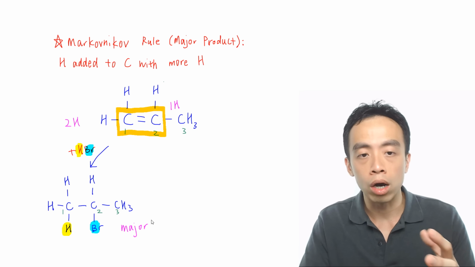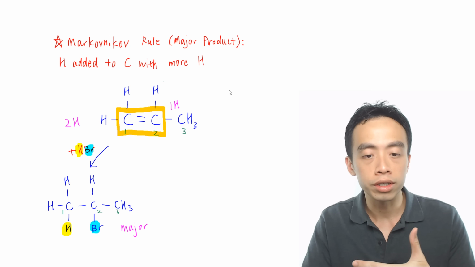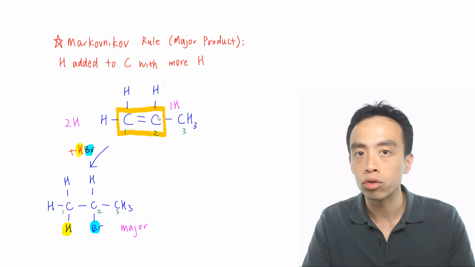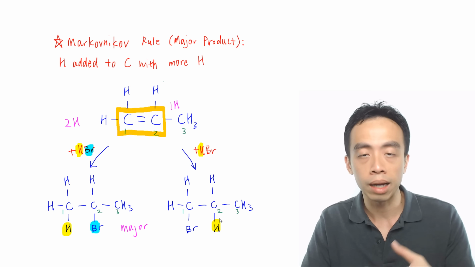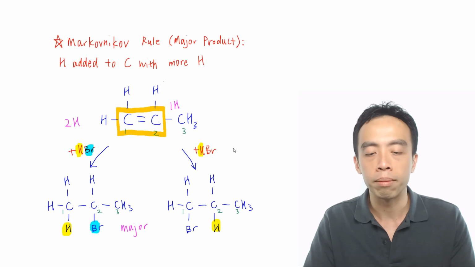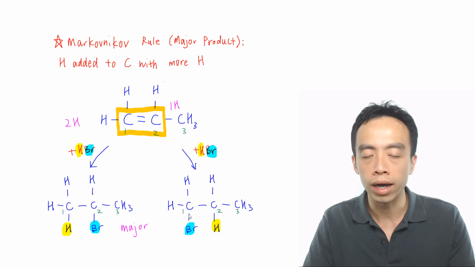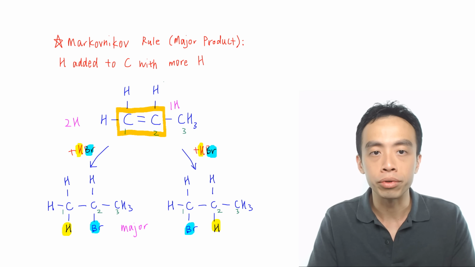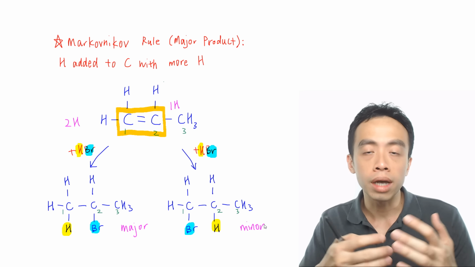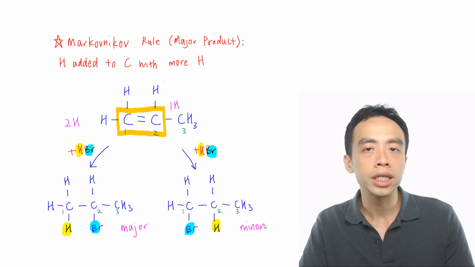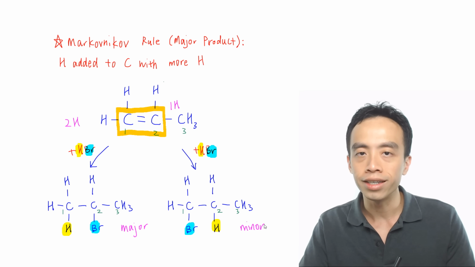And of course, we can draw our minor product. It will be when my hydrogen is attached to the carbon with fewer hydrogens, carbon 2. Alright, so this is our minor product. You notice when my hydrogen is attached to carbon 2, the carbon with fewer hydrogens, and my Br is attached to carbon 1, then this will give us our minor product. So this is how we use the Markovnikov rule to predict the major product for electrophilic addition reactions of alkenes.